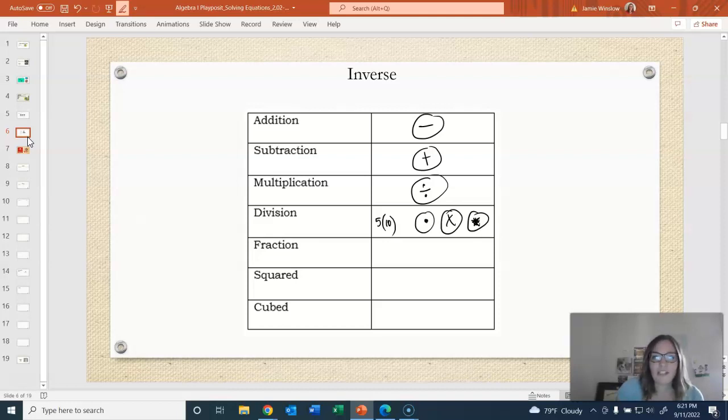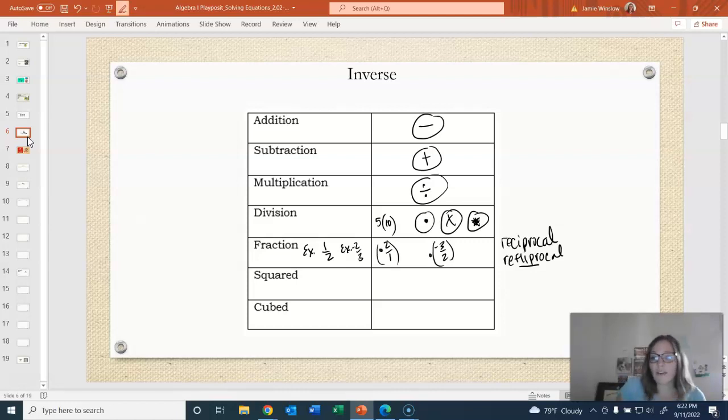The inverse of a fraction is actually the reciprocal. And I like to think of this as the "refliprocal" because you're going to flip the fraction. So for example, if you have 1/2, the inverse of that is going to be multiplying by 2 over 1. If you have negative 2/3, the inverse of that is going to be multiplying by negative 3/2. So you're just flipping the fraction.